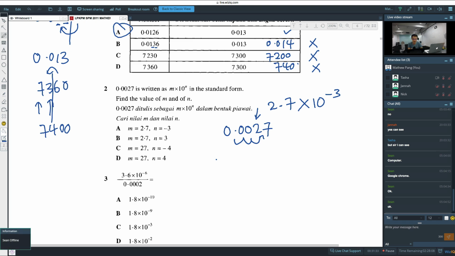Alright, this one should be very easy. Therefore, we're just comparing. The first number must be 2.7, so C and D are wrong. The second must be negative 3. So the answer will be A. Okay, so let's move on to the next one.